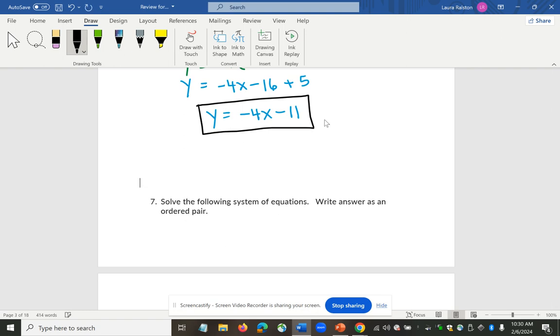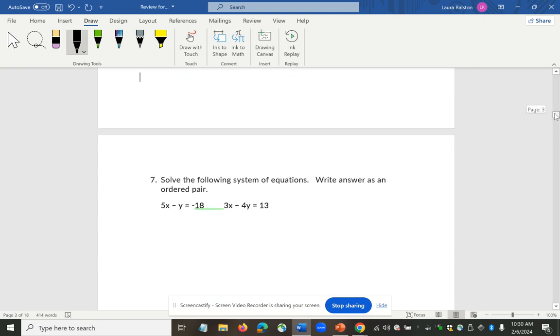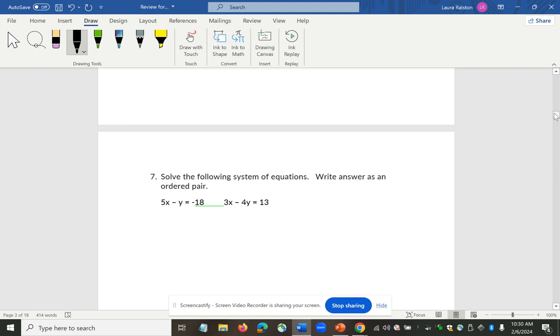Okay, the next question says solve the following system of equations, write the answer as an ordered pair. So it's a system, and the system means you have two equations, or you could have three equations, and you want to try to find the answer that satisfies or makes both statements true. There are a couple of techniques that you can use for solving a system of equations. We can use what's called the substitution method, or we can use the elimination method, sometimes called the addition method.